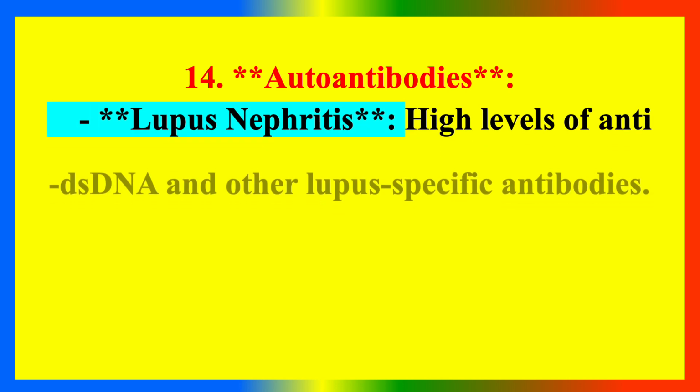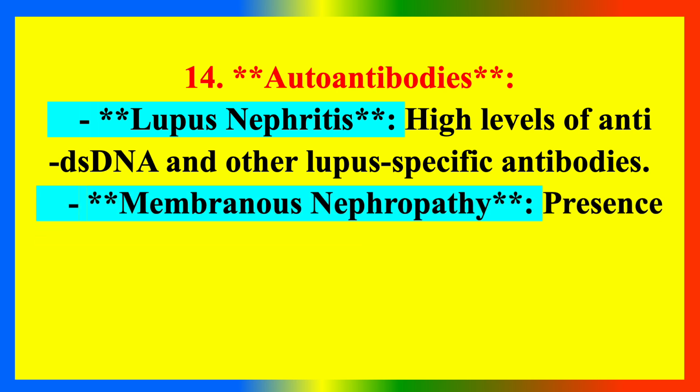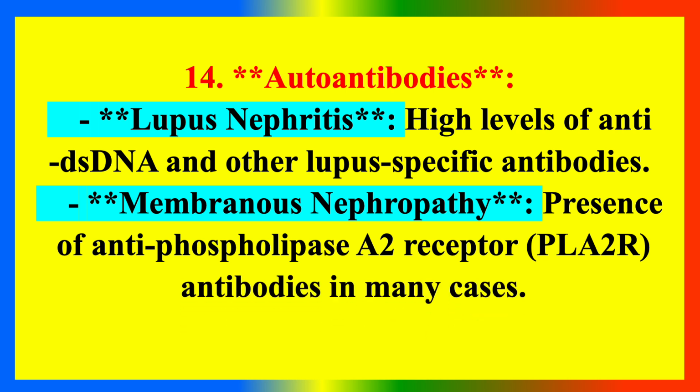Fourteen, autoantibodies. Lupus nephritis: high levels of anti-dsDNA and other lupus-specific antibodies. Membranous nephropathy: presence of anti-phospholipase A2 receptor, PLA2R, antibodies in many cases.